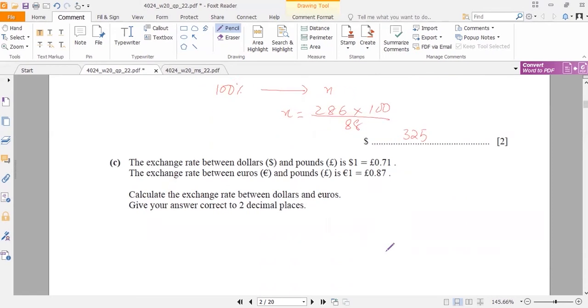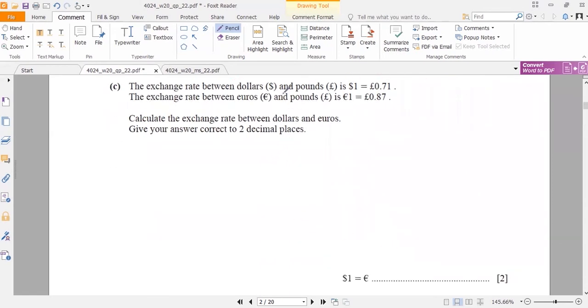Now come to part C. The exchange rate between dollars and pounds is $1 equals 0.71 pounds. The exchange rate between euros and pounds is 1 euro equals 0.87 pounds. We need to calculate the exchange rate between dollars and euros. Okay. So firstly, we are going to convert the amount into dollars. That is, we can say that 0.71 pounds is equal to $1 according to the given relation.